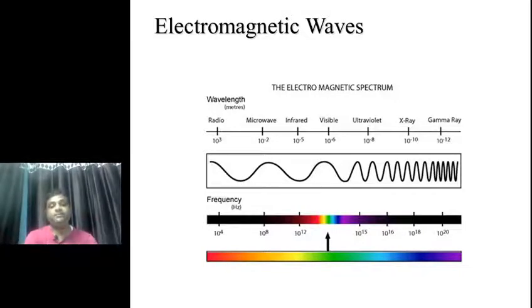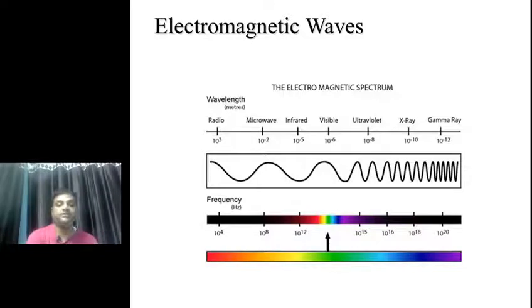It shows the different spectrum of electromagnetic waves, for example, radio waves, microwaves, infrared, visible, ultraviolet, X-ray, and gamma ray. In the lower scale, the scale shows wavelength. Similarly, the bottom of the figure shows the scale in terms of frequency.